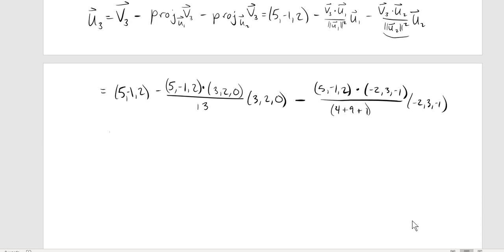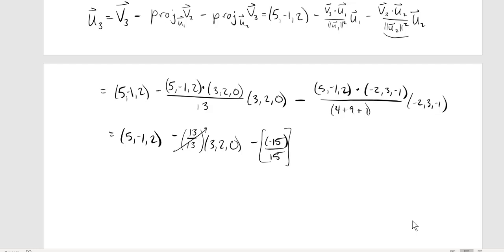Okay, so now we compute these dot products, see what we have. 5, negative 1, 2 minus, the dot product up here is 15 minus 2, that's nice, that's 13. Working out too nice. Dot product over here is negative 10 minus 3 plus 2, minus 2, that's negative 15. So that turns into a negative 1.